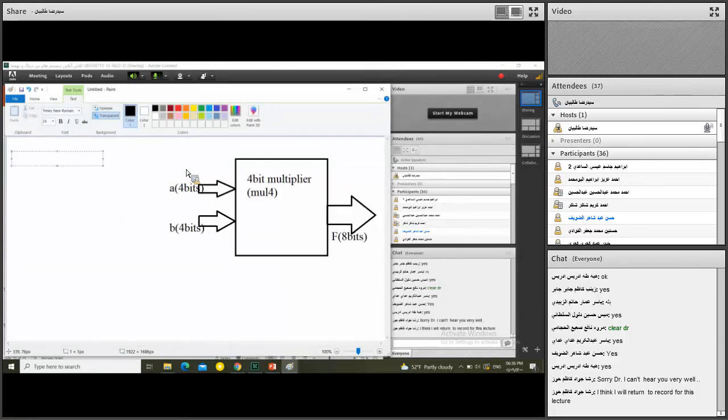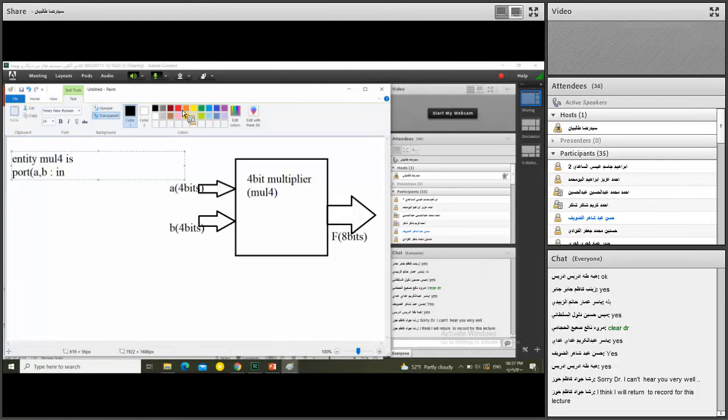Let's start with the entity name. Entity, for example, multiply 4 or mul4, and is port. A and B, both of them are the same. Both of them are inputs, and both of them are 4-bit numbers. We can write A and B, in. And what about the multi-bit number? We can write like this.